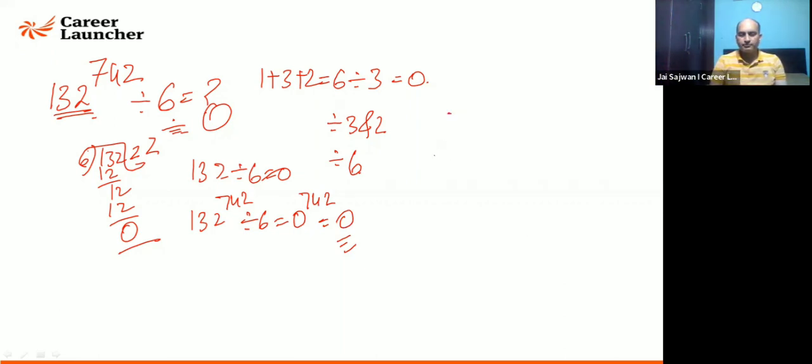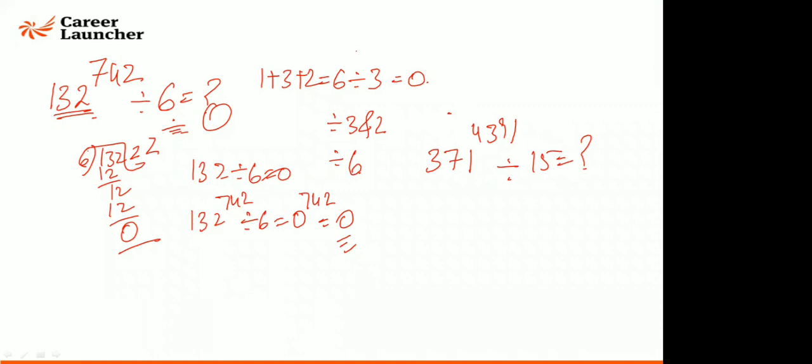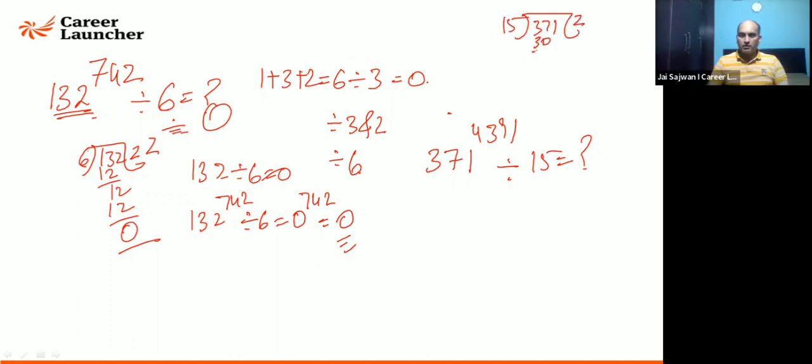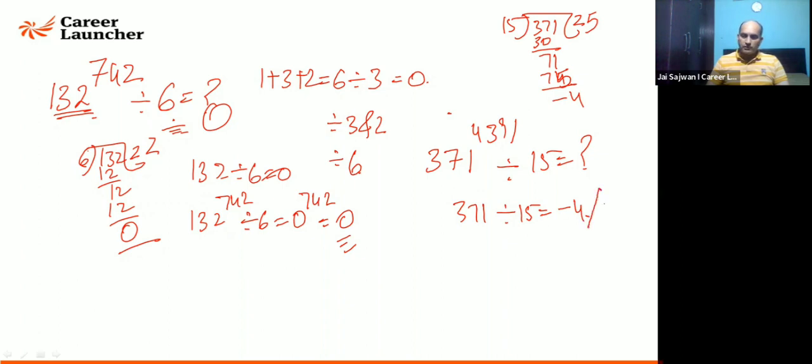Take one more number. What is the remainder when you are dividing it by 15? Of course, you cannot apply Fermat's theorem here. 371 divided by 15: 15 twos are 30, 15 fives are 75. Remainder is minus 4. I can write the remainder as 11 or minus 4. Let's write both of them. I square it.